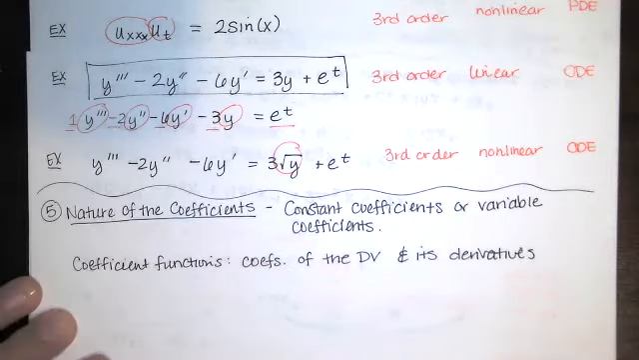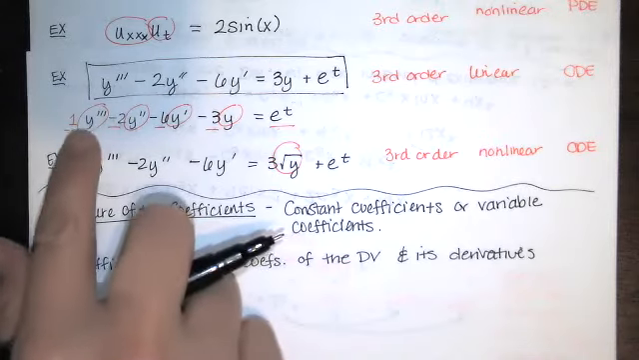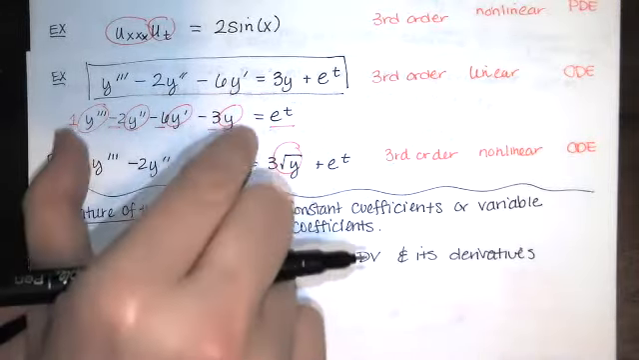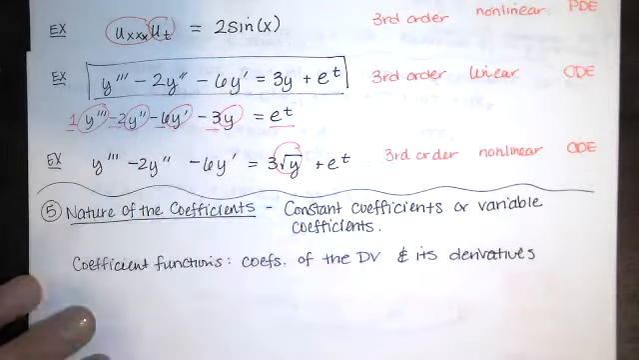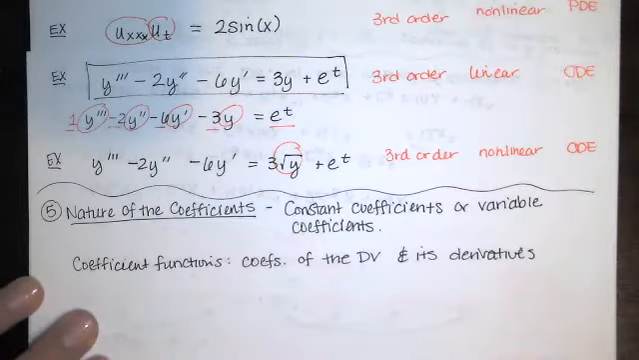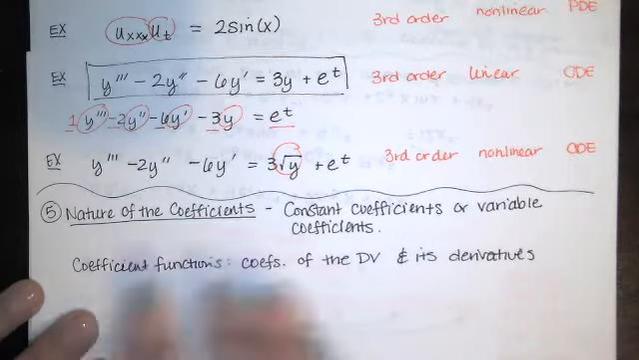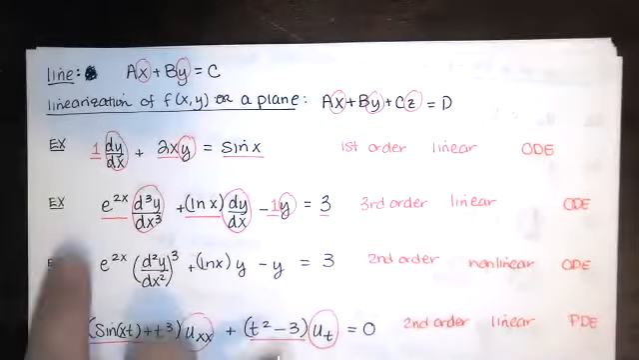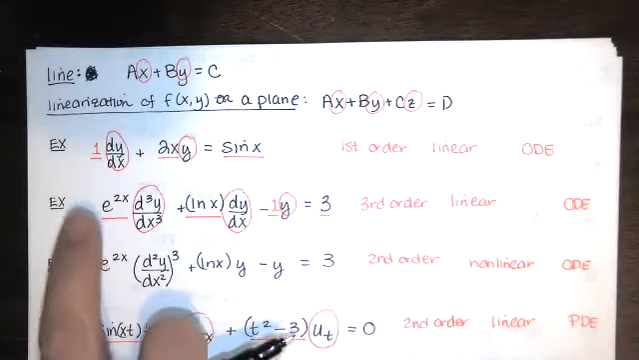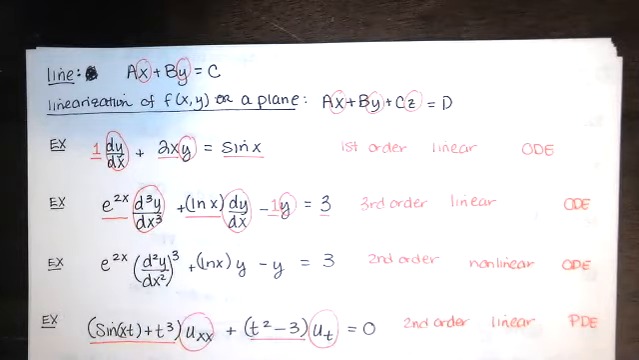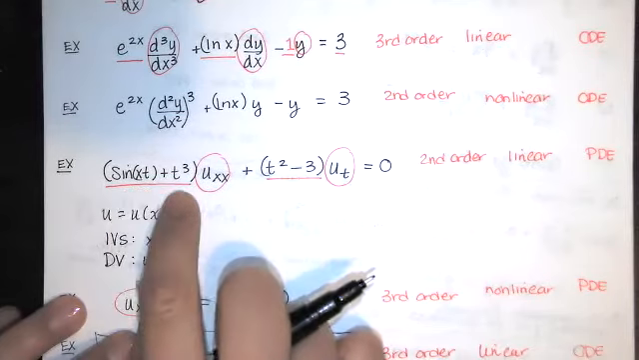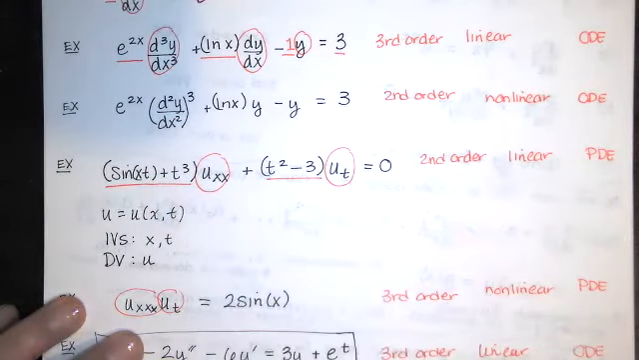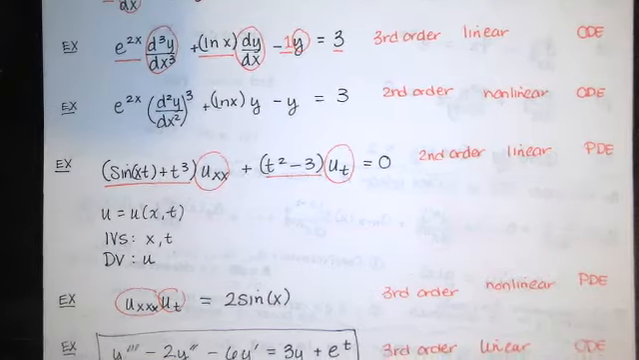If those are constant, there's a very simple, beautiful method to solving the differential equation. So once I've rearranged it so that I've got all the y's on one side, when I identify the coefficients of y and y's derivatives, I see they're all constants. So that is a constant coefficient differential equation. If the coefficients are non-constant, like here, 1, 2x, or here, e to the 2x and natural log of x, or here, sine of xt plus t cubed and t squared minus 3, those are called variable coefficient differential equations.